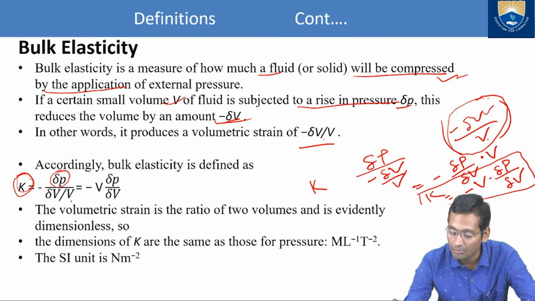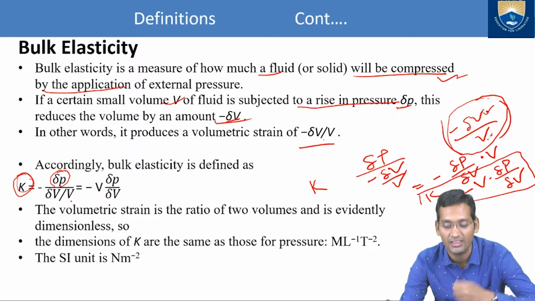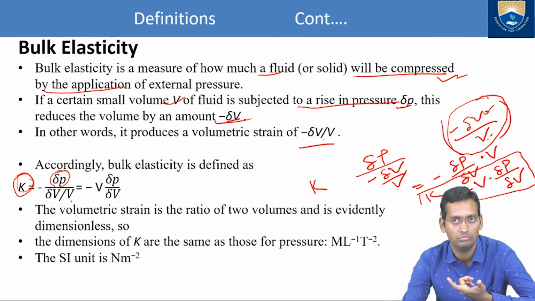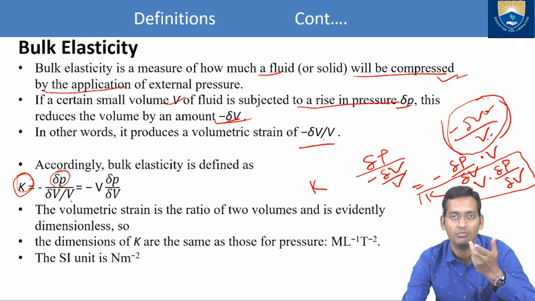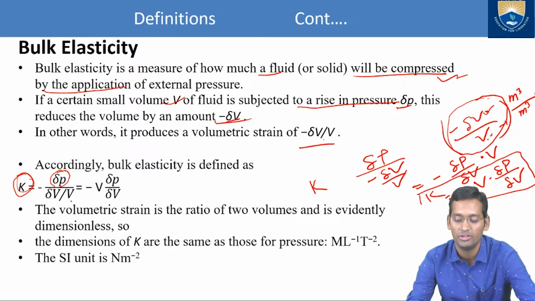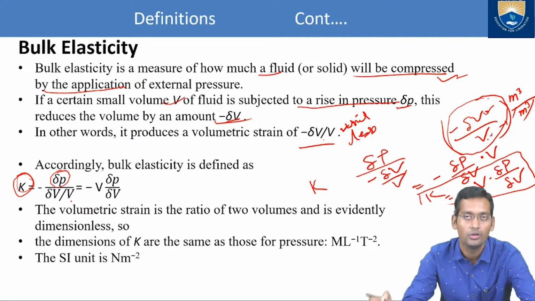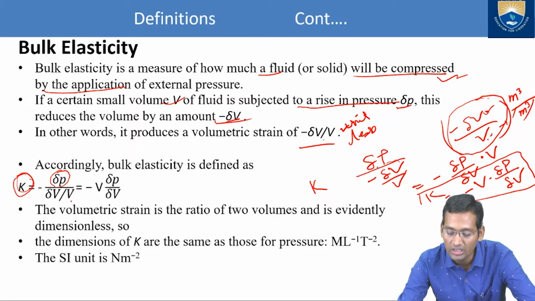Right? Now just see here. This is V. This is also V. So V, having either a small change or a bigger change, must have the same unit. If this is in meter cube, then this is also in meter cube. Meter cube divided by meter cube gets cancelled, meaning volumetric strain has no unit. So this is a unitless quantity.